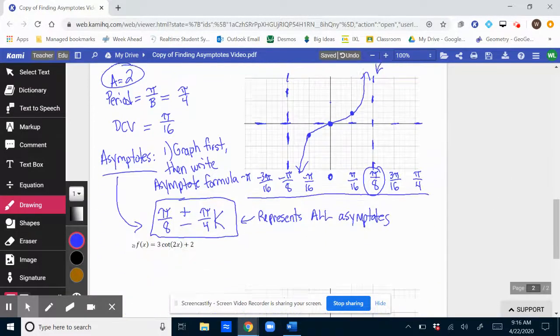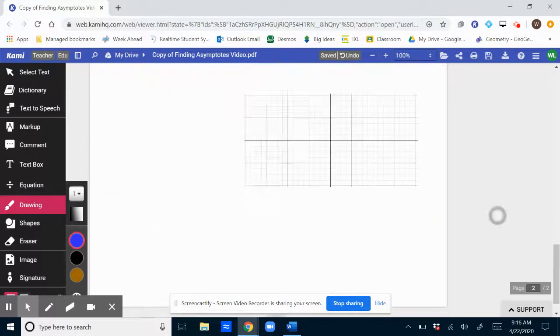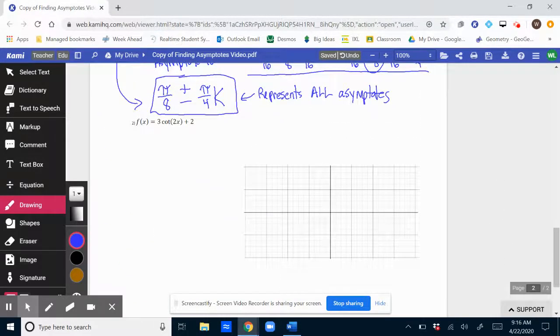Okay, now cotangent. This one's a little easier, so I'm going to go through it quicker. I'm not actually going to go through this entire graph, but this one has a midline at 2. So you could draw that in if you'd like. My period is pi over 2, because b is 2. DCV, divide that by 4. So DCV is pi over 8, 2 pi over 8, which is pi over 4, 3 pi over 8, and 4 pi over 8 is pi over 2.